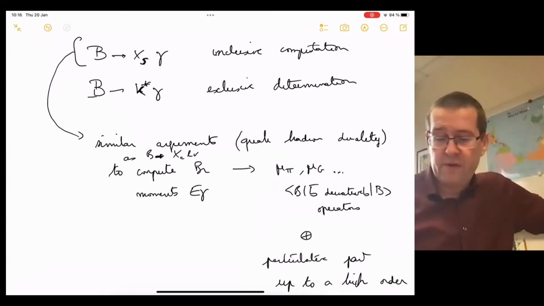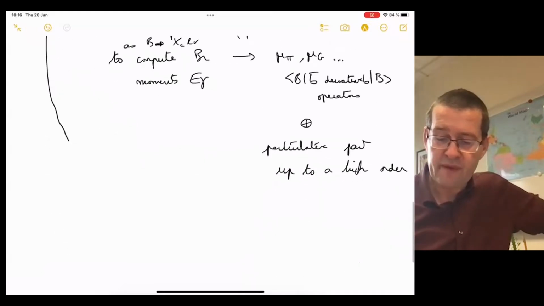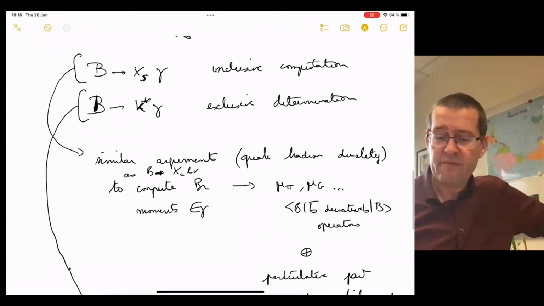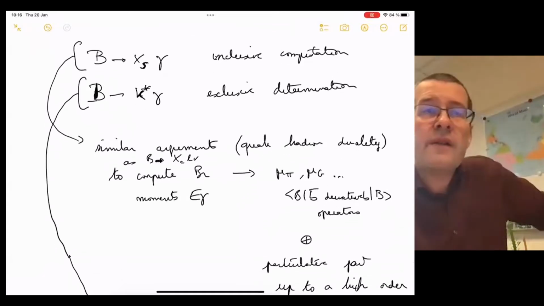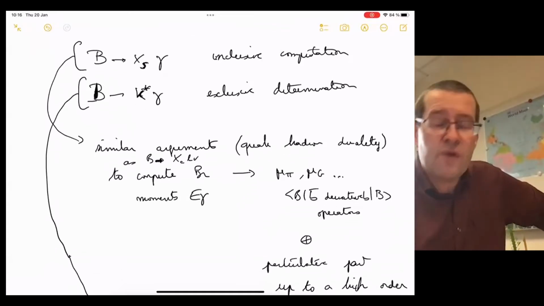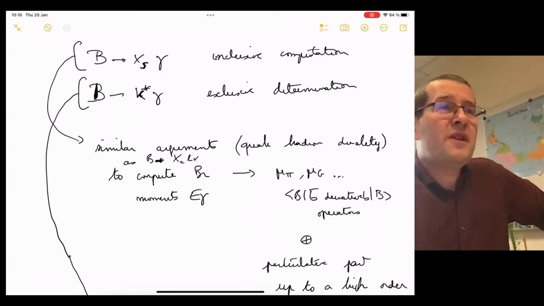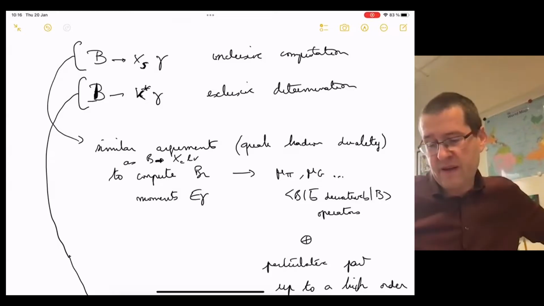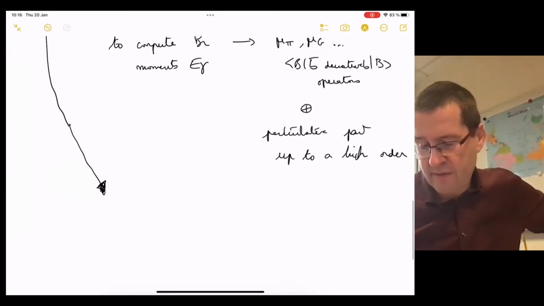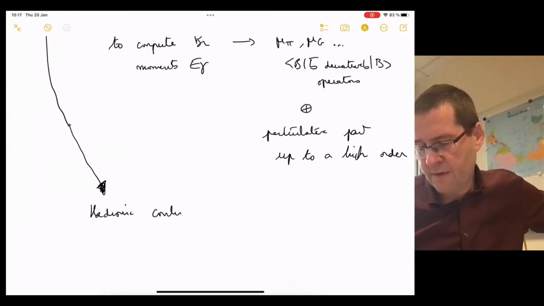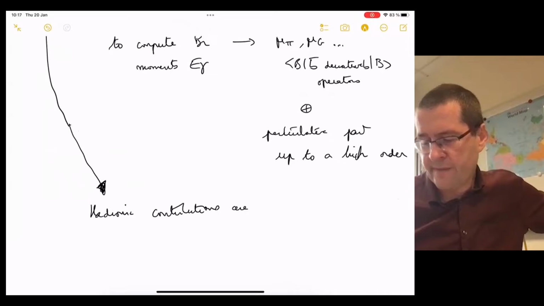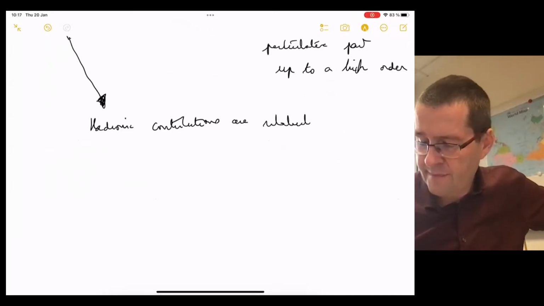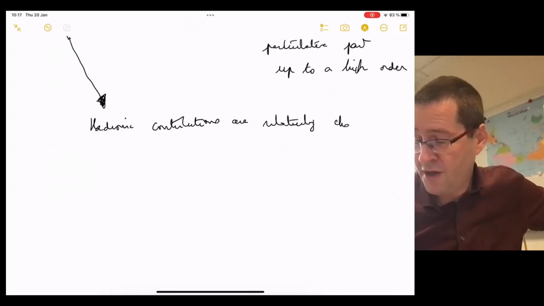B to K star gamma: when you're looking at B to S gamma, your photon is real, so you need a spin 1 meson at the end. You start from a spin 0 object, the B, so you couldn't have B to K gamma, for instance; that wouldn't work. But B to K star gamma, you can have it, but then the hadronic contributions are relatively, well, challenging, let's put it that way.